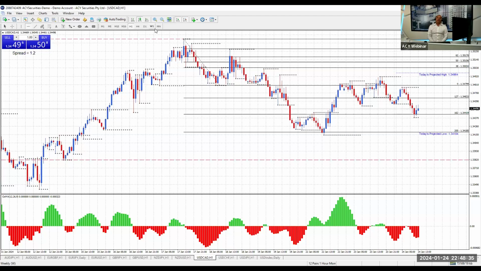What could cause these rallies? Profit taking. If someone's bought something, the only way to take profit is to sell in that case. If they've sold something, the only way to take profit is to buy. So we're expecting this variation in movement.